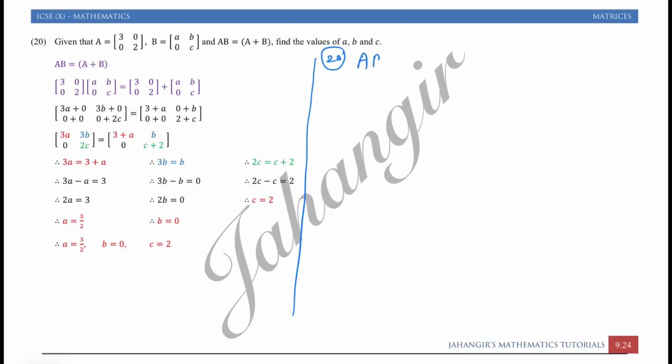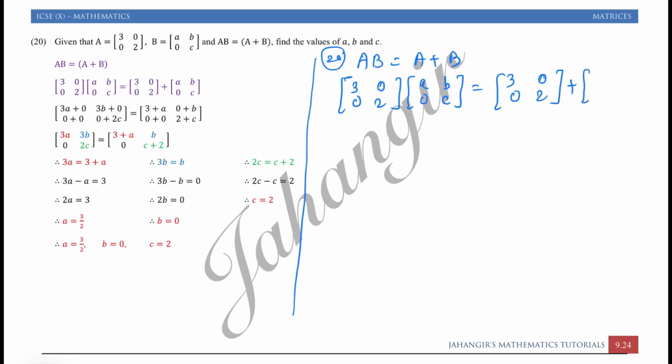AB is equal to A plus B. So AB is what? 3002 into A0BC is equal to A plus B. So A is what? 3002 plus AB0C. So first we will multiply on the left side and then add on the right side. Then we will equate both matrices.